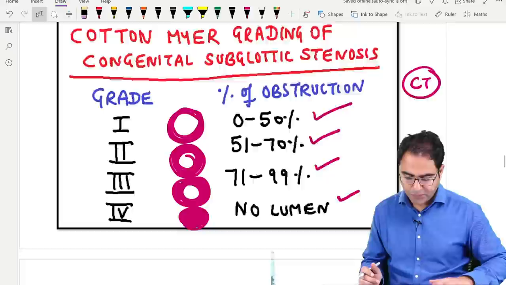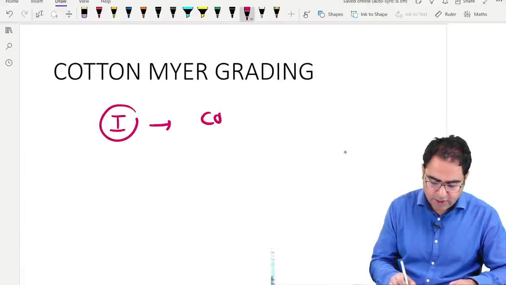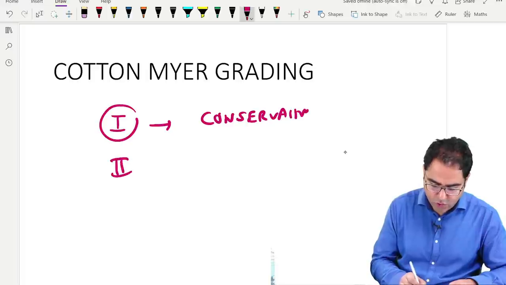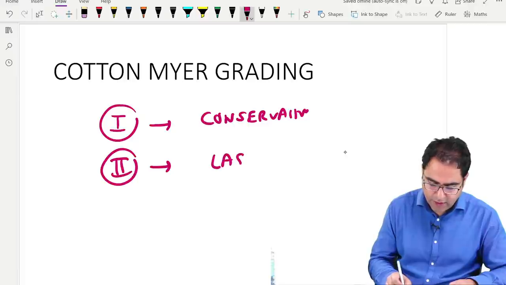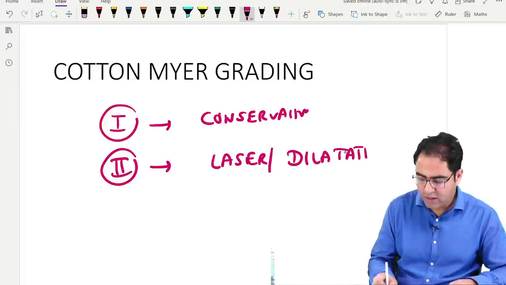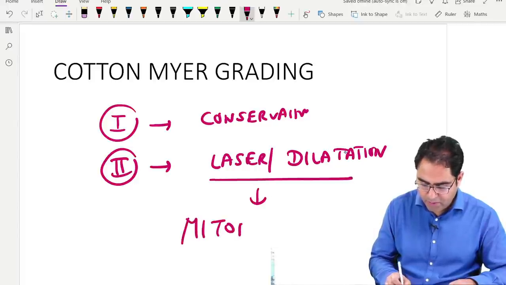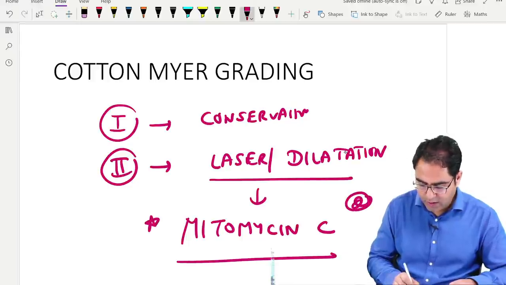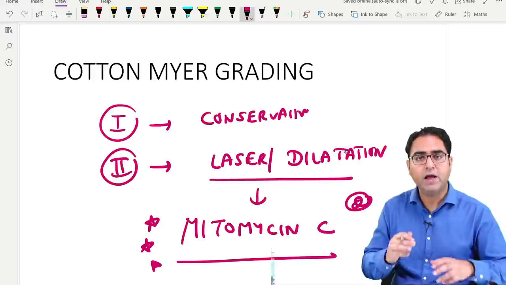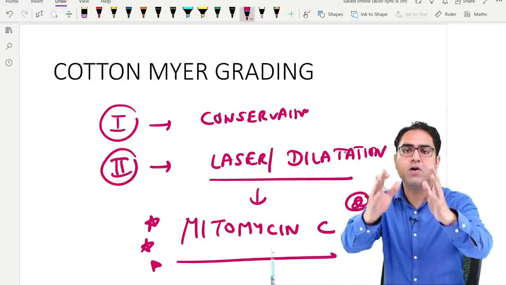Now, the treatment is also like that. Grade 1, the treatment is conservative. Grade 2, the treatment is laser oblique dilatation. You have to pass the dilator to make it bigger, followed by application of mitomycin C. That's the question. Mitomycin C is to prevent the restenosis of the dilated area. Whenever you have to prevent restenosis, think of mitomycin C.